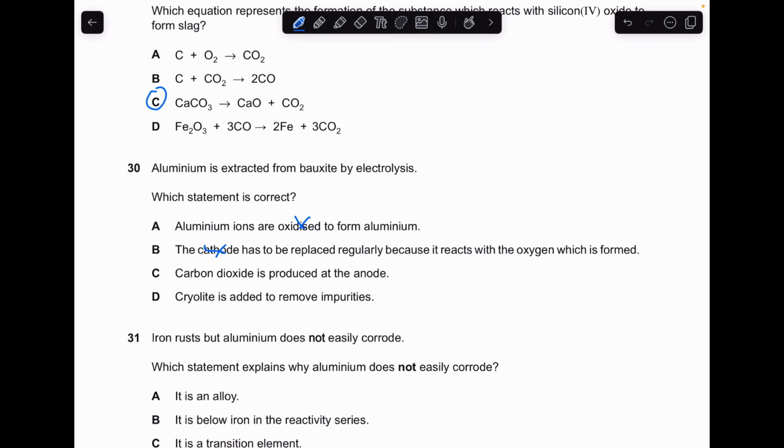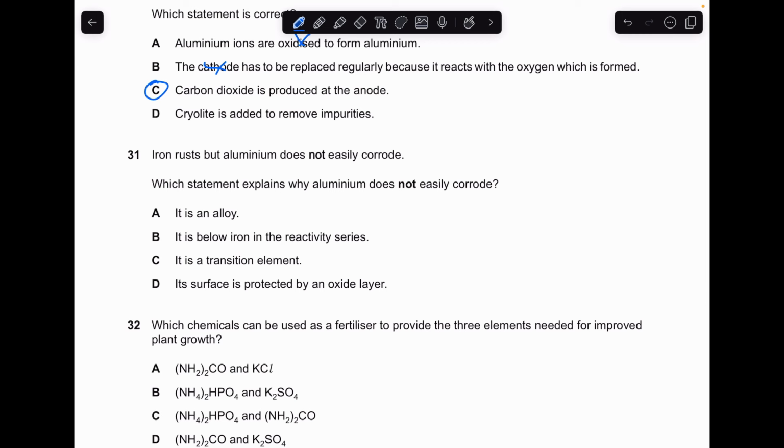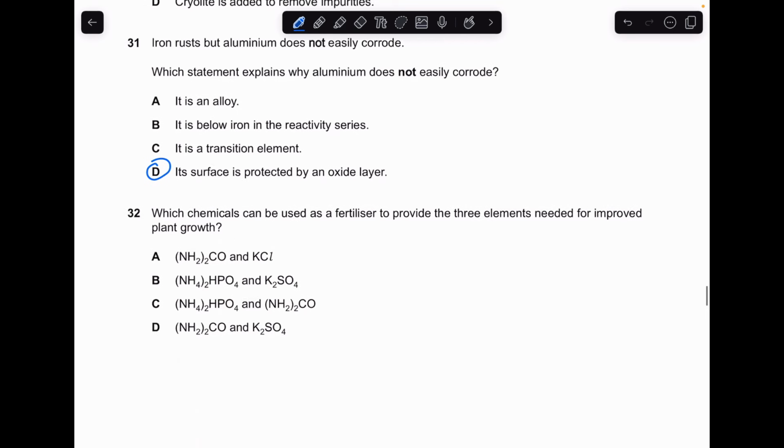Cryolite is added to remove impurities. It isn't, it's added to increase the conductivity and reduce the melting point. So it's C. Question number 31. Iron rusts, but aluminium does not easily corrode. Why is it? Because aluminium has a protective layer of aluminium oxide, which is very unreactive. So that is D.